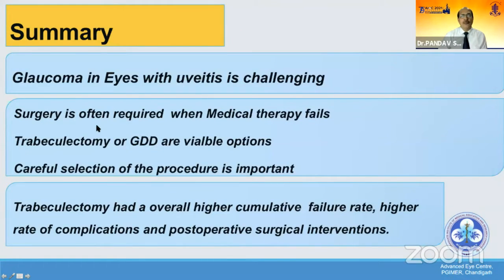To summarize, glaucoma in eyes with uveitis is very challenging, and surgery is often required when medical therapy fails. Trabeculectomy or GDD are all viable options, but the patient selection has to be good. And if you choose your patients properly, all these three can help you control intraocular pressure. Trabeculectomy has a little higher incidence of failures as well as of complications. So tubes are more often preferred for these cases.